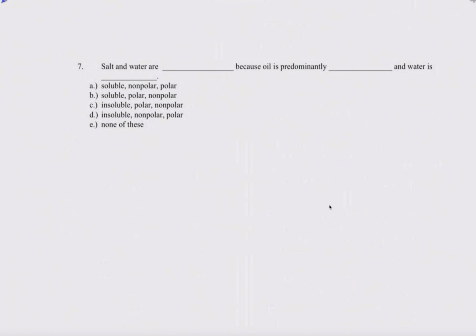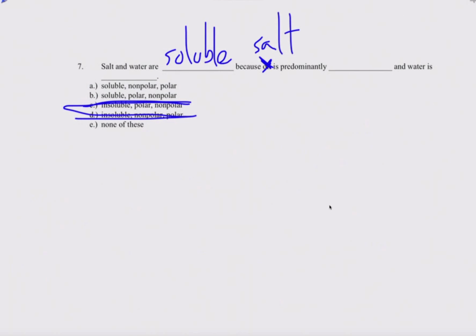There was a bit of a typo here. This should say salt. Okay, why are salt and water soluble? Well, we know that salt dissolves in water, so that rules out these two answers. Because salt is predominantly ionic, and water is very polar. So in fact, none of these answers really fit.